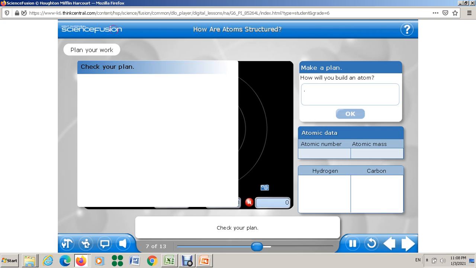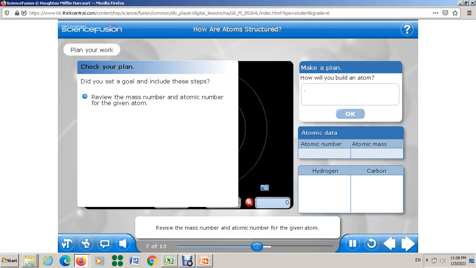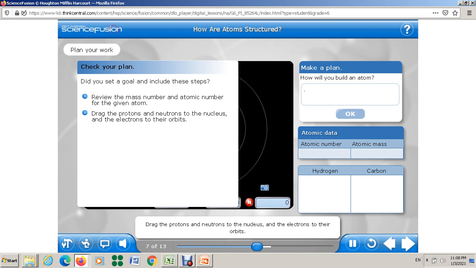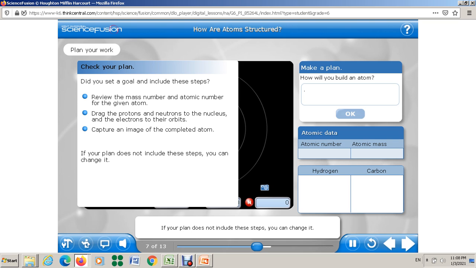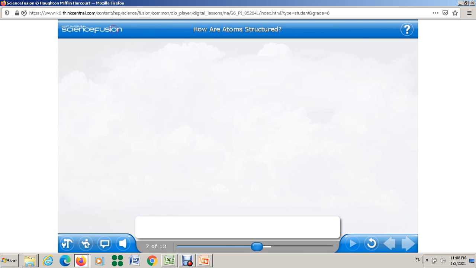Let's see. Check your plan. Did you set a goal and include these steps? Review the mass number and atomic number for the given atom. Drag the protons and neutrons to the nucleus and the electrons to their orbits. Capture an image of the completed atom. If your plan does not include these steps, you can change it. Once you've finished, click the next button to move on. Okay.